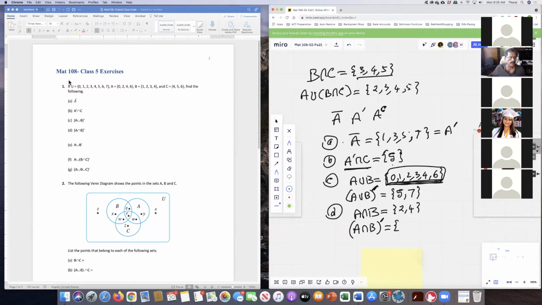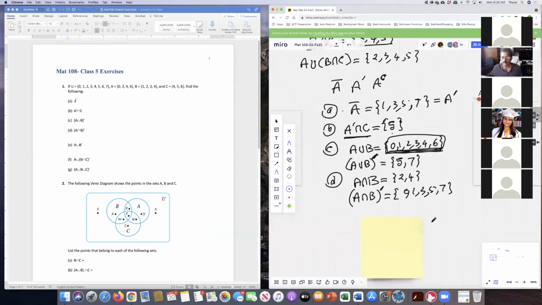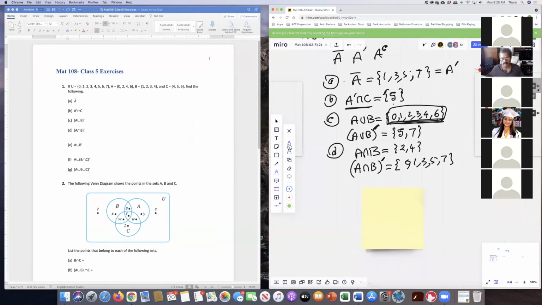Universal set is right here. So all you have to do is look at the universal set and find out what are the elements there. So essentially, it's the numbers that are not 2 and 4. So 0, 1, 3, 5, 7. Yes, exactly. That is correct.